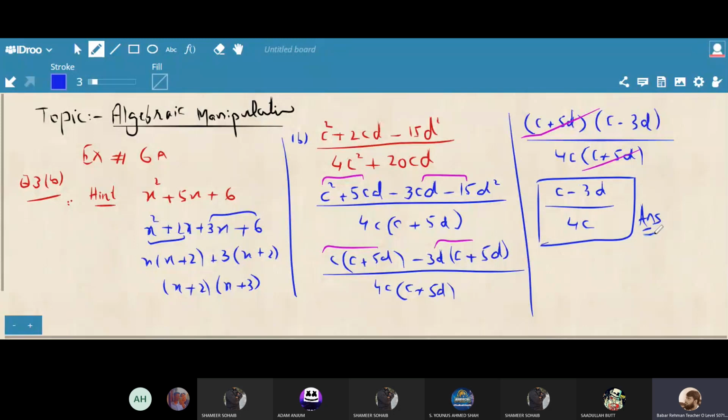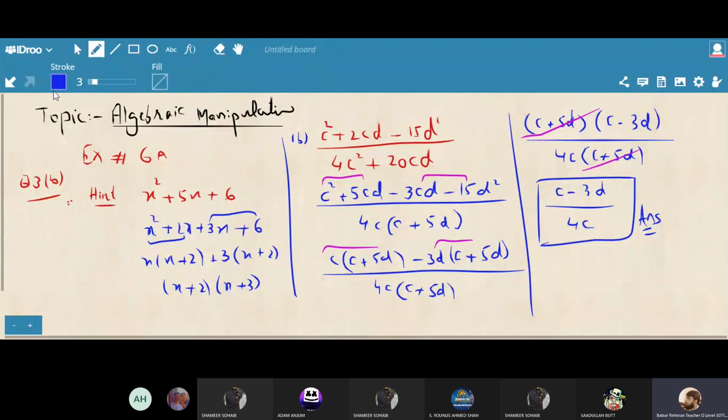Now you have to do all the questions in the same way in numerator and denominator. All questions are easy. Sometimes in the numerator they give us factorization by breaking the middle term, and sometimes in the denominator. So you have to do that. And second, you have to apply these two identities in this question.